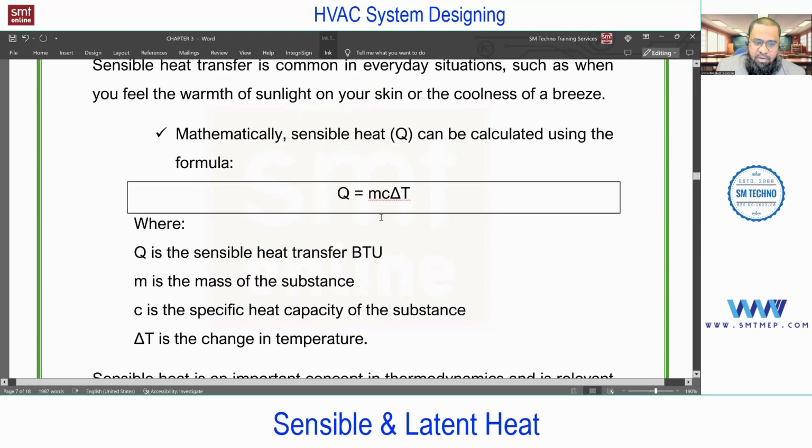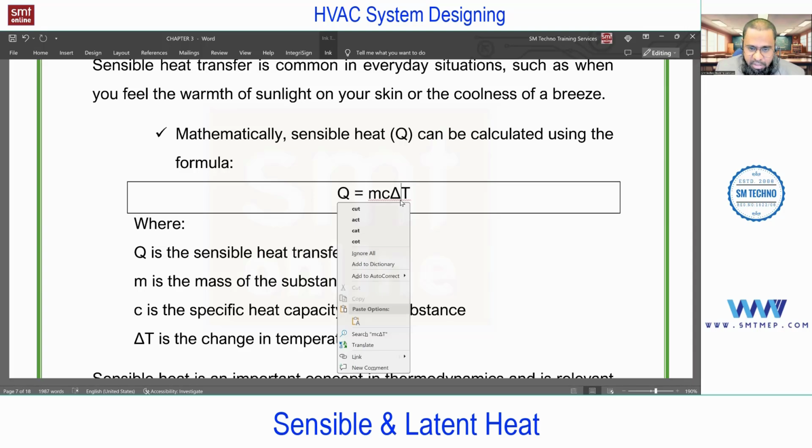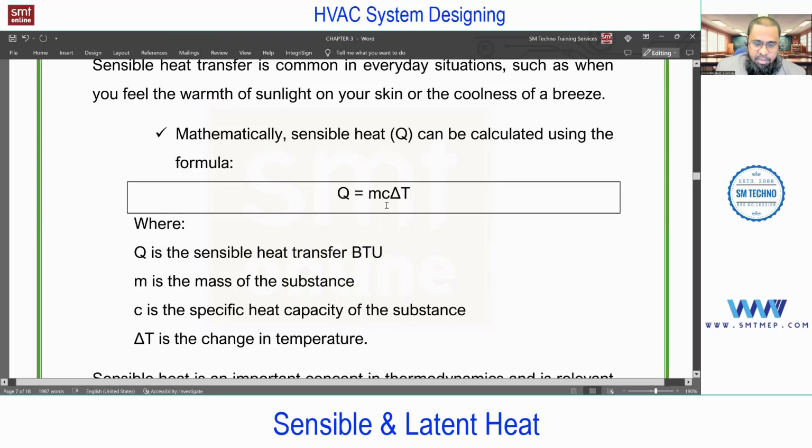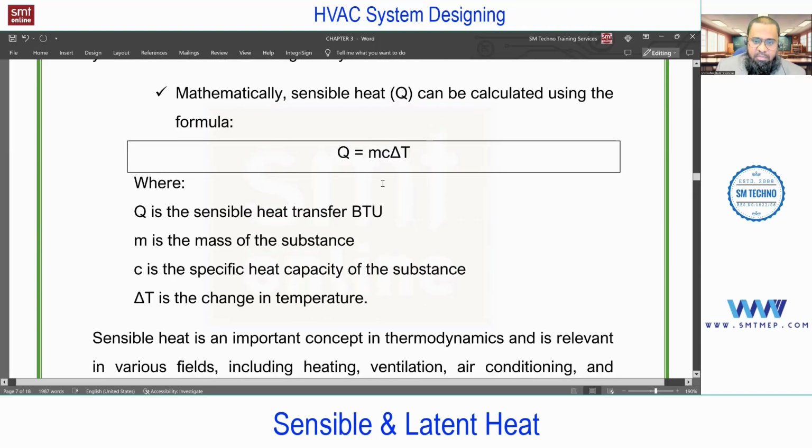If you talk about sensible, we have this equation: Q equals m Cp delta T. We'll use it at the time of calculation. This is a very general formula. Later, at the time of calculation, you'll find UA delta T and some modified formulas, but this is the general formula, m Cp delta T. Here Q is the sensible heat in this case, because we are talking about sensible.